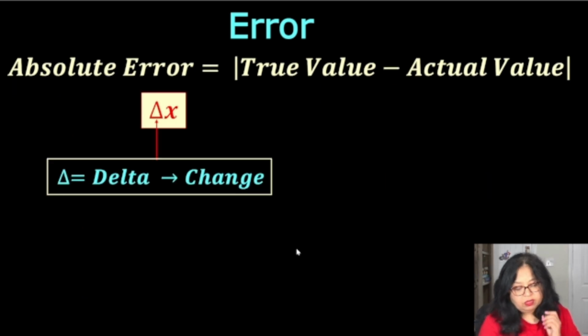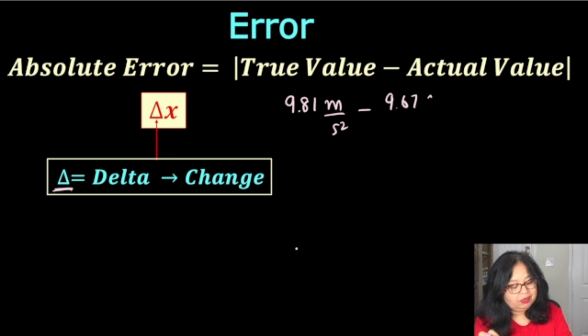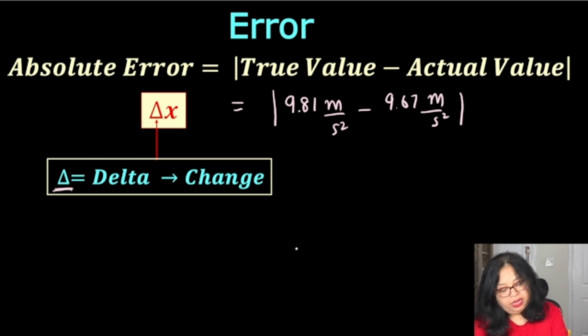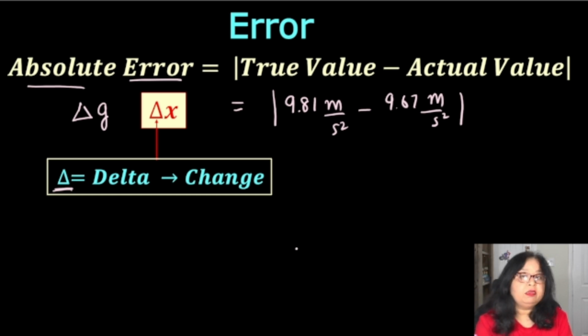Next, we are going to introduce this symbol, delta. Delta represents change. So when we're talking about absolute error, and on the previous slide we looked at absolute error for acceleration due to gravity, we had this value of 9.81 for true value, and we had 9.67 for the experimental value. On the left-hand side, the absolute error, it is an absolute error in the value of g. So we're going to write it as delta g, because g is the quantity that is being measured.